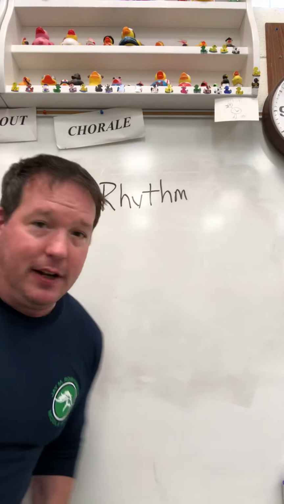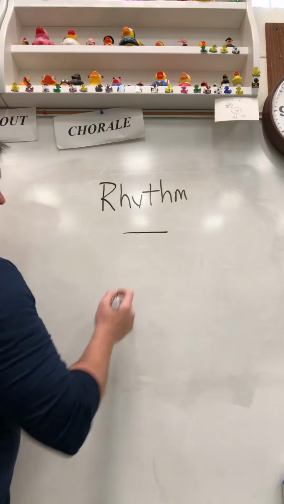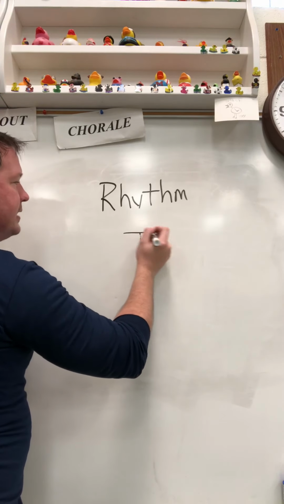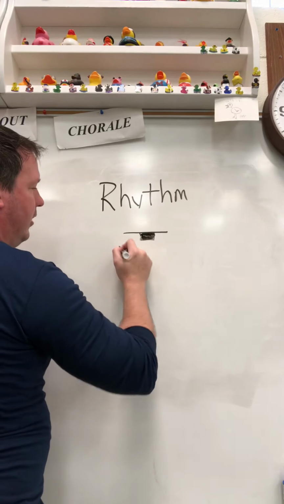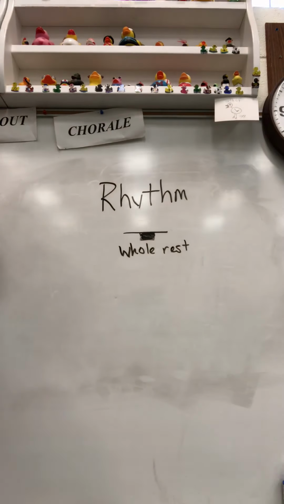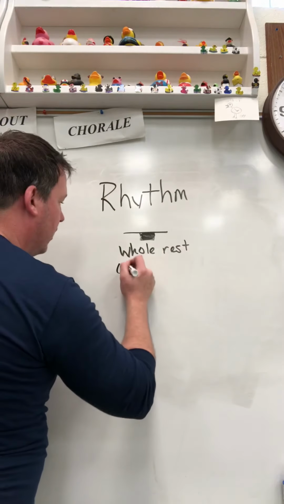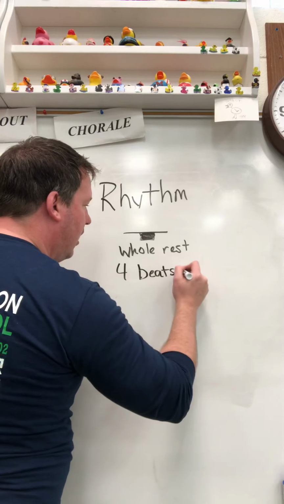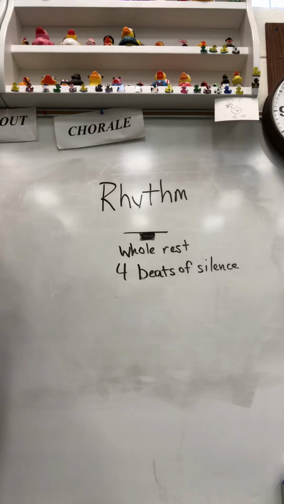Now, with all music, there's sound and then there's silence. So now we're going to learn what the silence is called. They're called rests. So our first rest looks like this. You got a line, and then you're going to draw a rectangle box underneath and color it in, and we call this a whole rest. And if a whole note gets 4 beats of sound, a whole rest gets 4 beats of silence. So that's your whole rest.